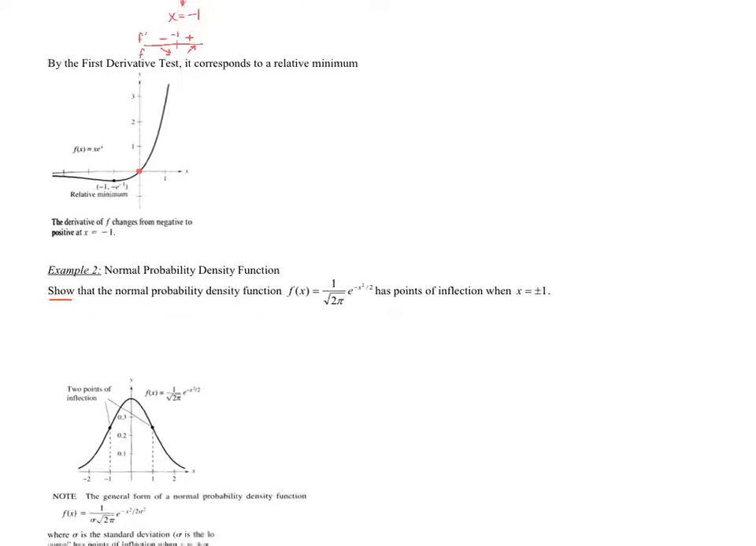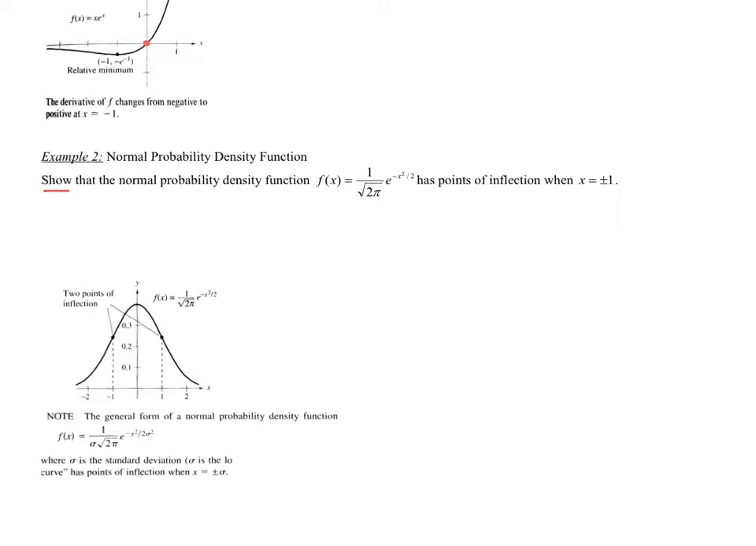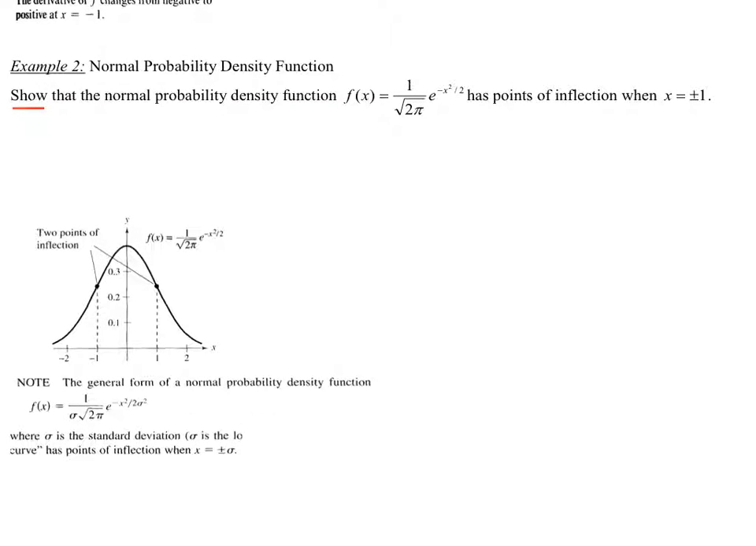All right, let's take a look at another one. This is kind of a cool one because you guys have worked with bell curves before, probably in psychology or in science or something like that. But a lot of times we've never seen where that curve actually came from. And here's actually the normal probability density function. That's the name of the function that gives us the bell curve.